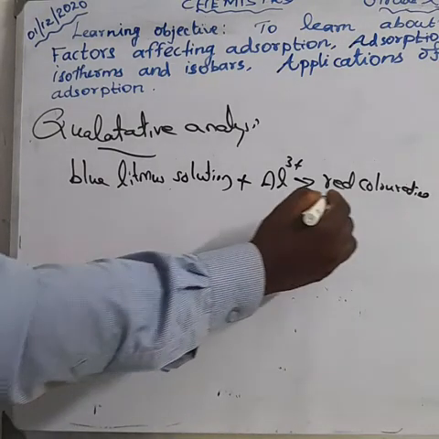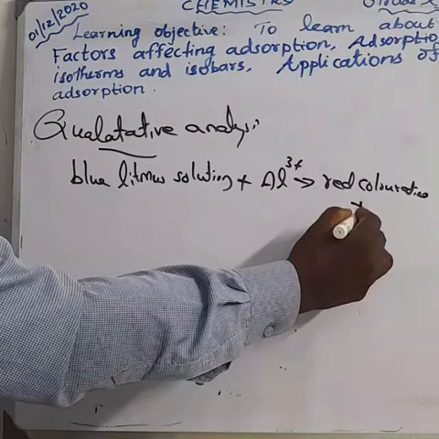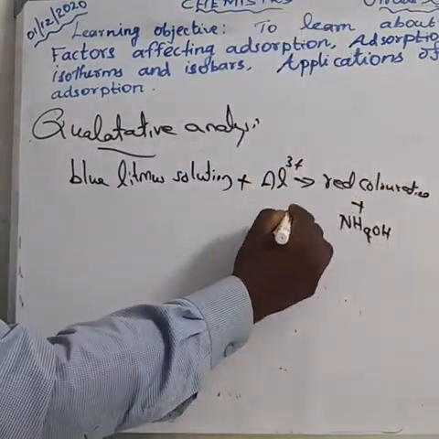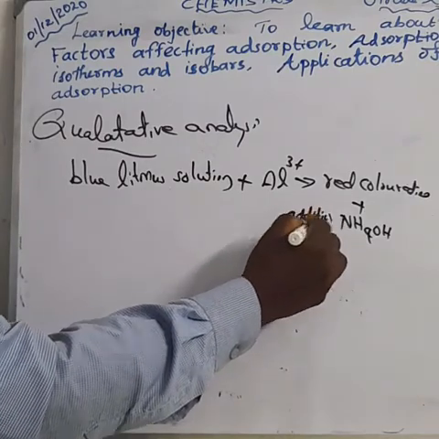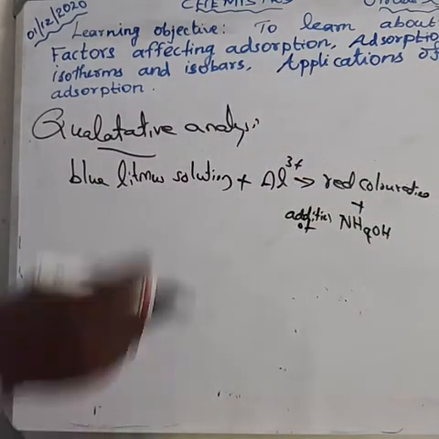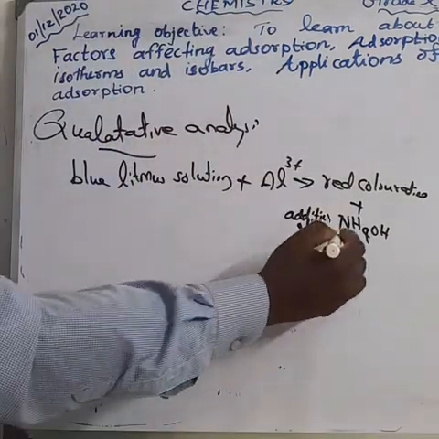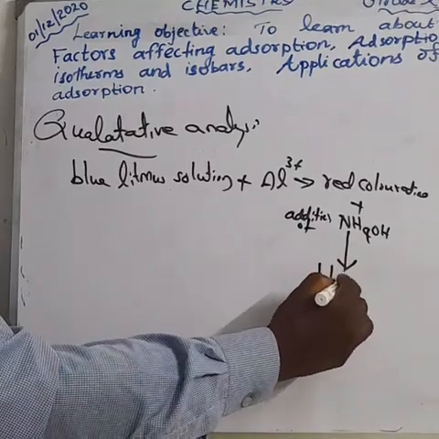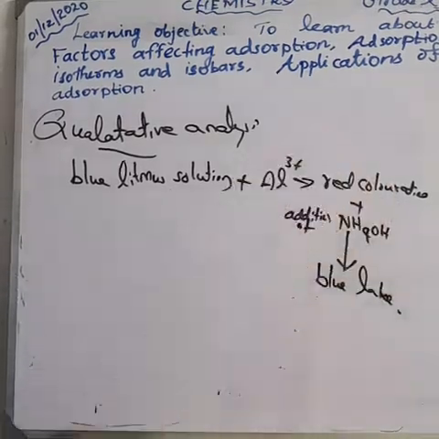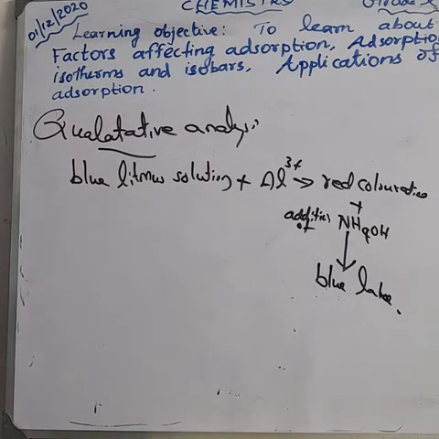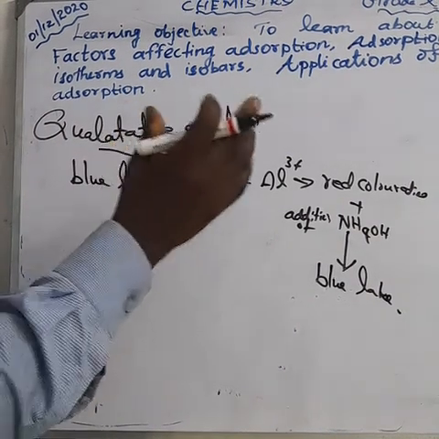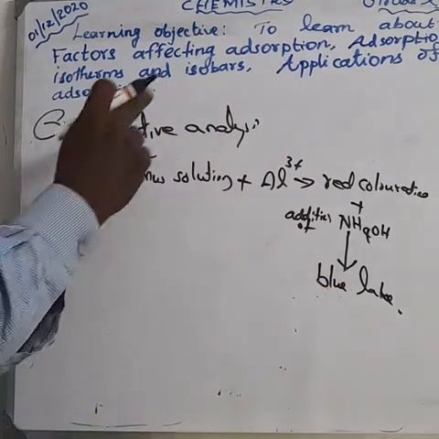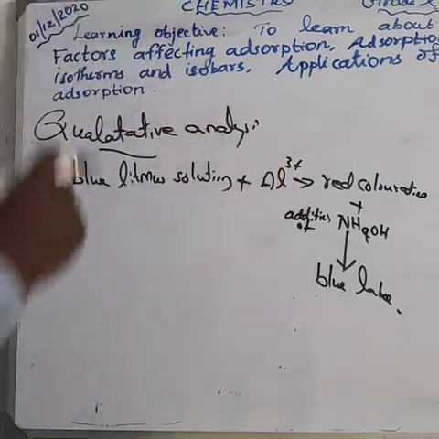Next, we have the addition of ammonium hydroxide, that is, ammonia. After adding ammonium hydroxide, it gives a blue colored lake. Why? This is due to the adsorption of blue litmus compound on the surface of aluminium hydroxide.